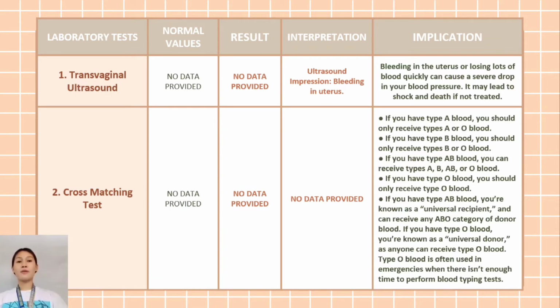Lastly is our complete blood count. It is a group of tests that evaluate the cells that circulate in blood, including red blood cells, white blood cells, and platelets. The CBC evaluates your overall health and detects a variety of diseases and conditions such as infections, anemia, and leukemia.